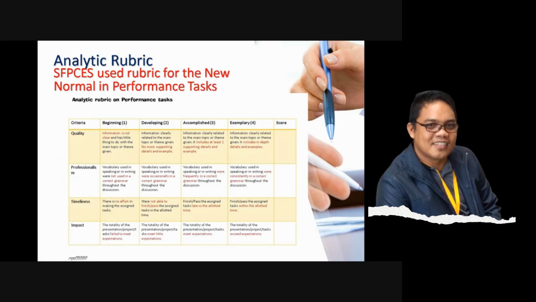So this sample analytic rubric, I made this one in our school in pilot for the new normal. In the pandemic we ought to have a performance task, so we need to have an analytic rubric in every performance task. So we have criteria: beginning, developing, accomplishing, exemplary, for the quality of the work. Information clearly related to the main topic, it includes in-depth details and examples, so that is 4 points. Ang perfect nito is 16, and 16 is equivalent to 100%.